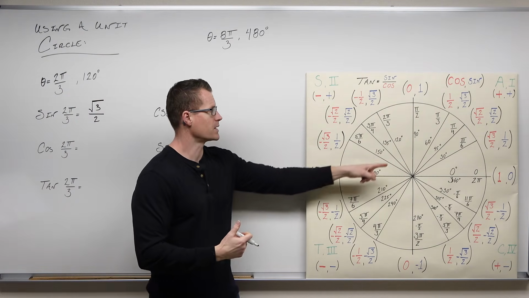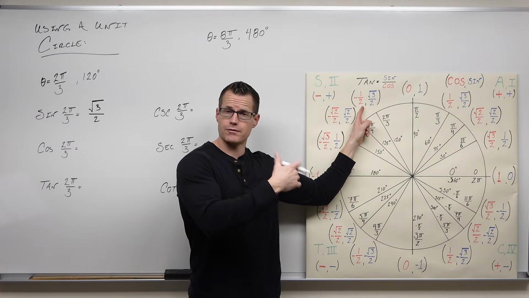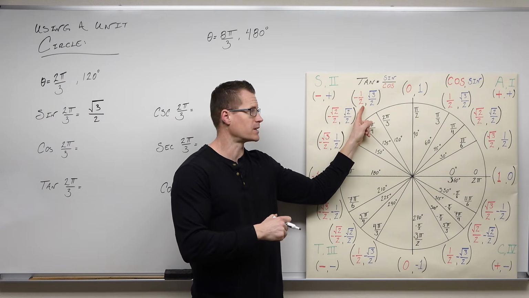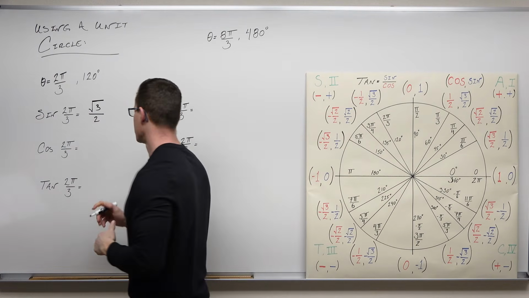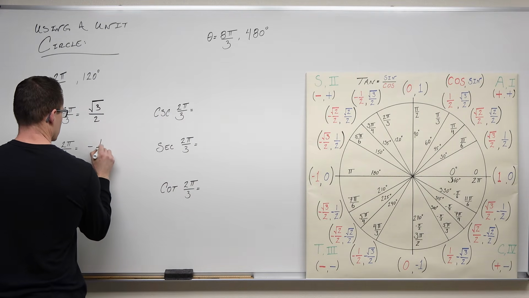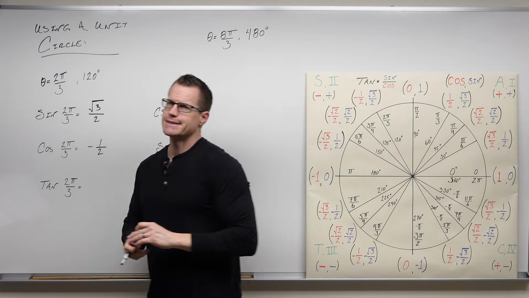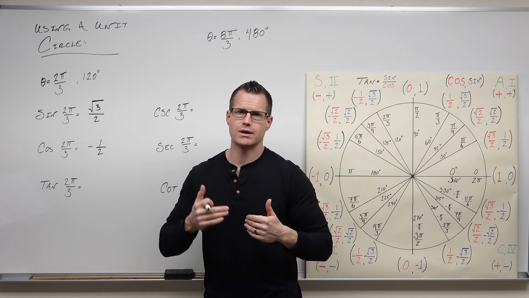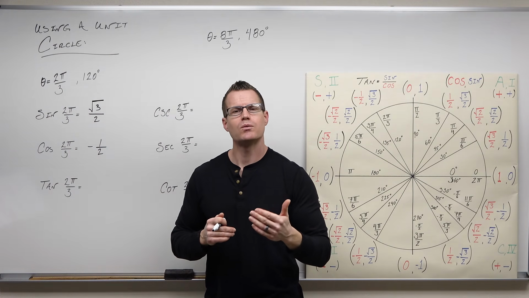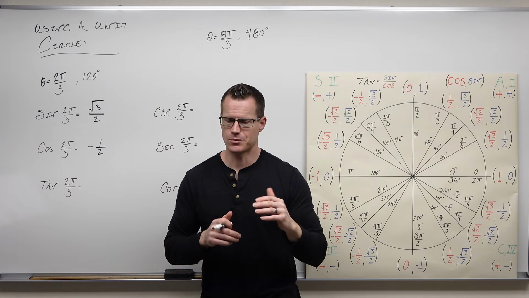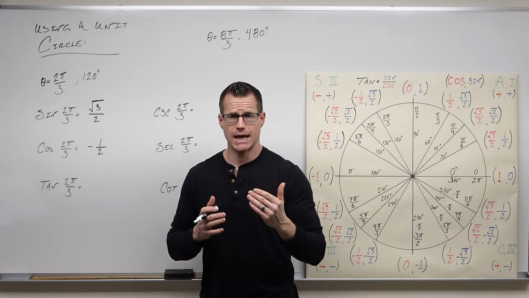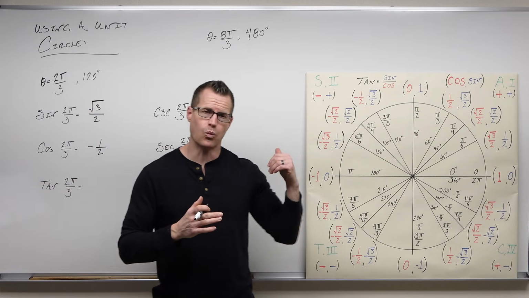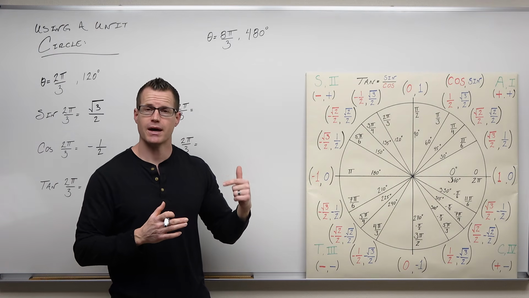Cosine of 2 pi over 3 is the x-coordinate of that point, for some reason I explained in the last video. That's negative 1/2. Tangent takes a bit more work. Now, there are other tables that you can just look at, and that's fine, but I really want you to understand where it comes from, not memorize a table. Tangent is taking the y coordinate and dividing by the x coordinate.